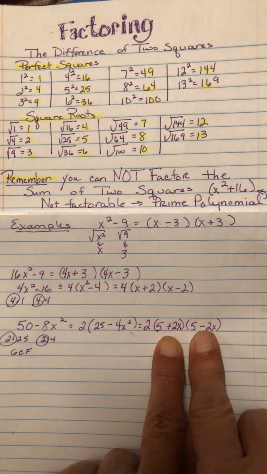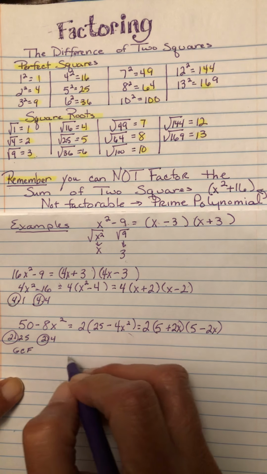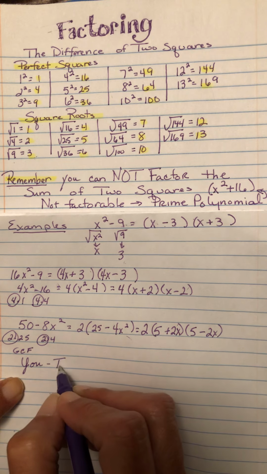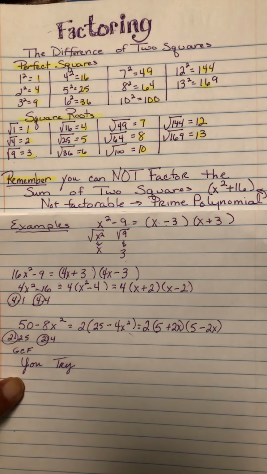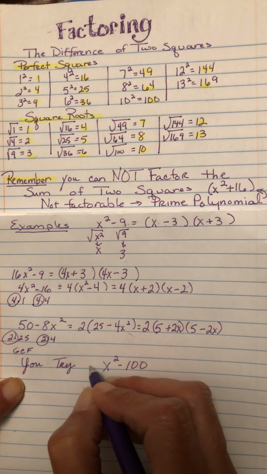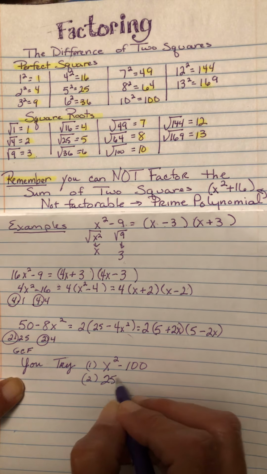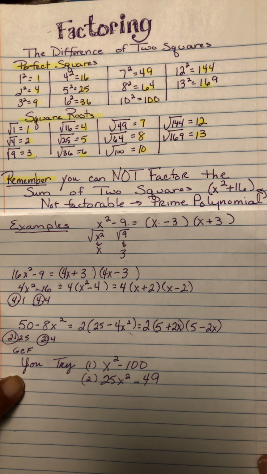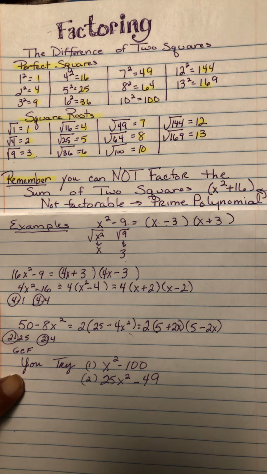So it's time for a you try. And so you can pause the video. You do it. I do it. And we will compare our answers. So what are the problems, Miss Malone? x squared minus 100 would be the first one. And the second one would be 25x squared minus 49. All right, folks, so you pause your video, come back, and you can see the answer.